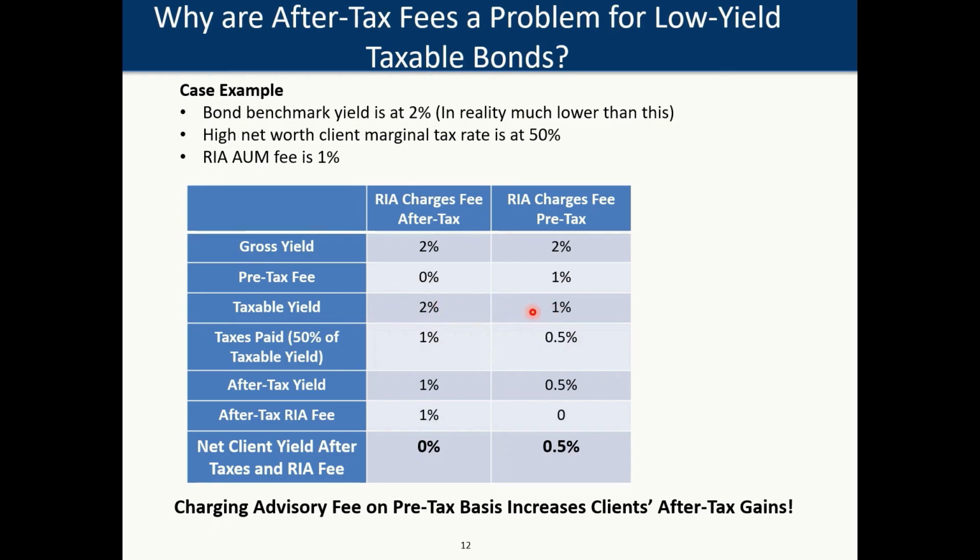And because the yield is lower, that means the taxes paid on the yield are lower. So the taxes here are 0.5% as opposed to the 1% when you charge your fee on an after-tax basis. So we've reduced the taxable yield, which means we've reduced the taxes. So the after-tax yield is 0.5%. And again, we've already paid the RIA fee, so there is no after-tax fee here. And so simply by moving tax inefficient assets to a retirement account where you can charge your fee pre-tax, you're improving clients' after-tax after-fee return by essentially 50% of whatever you're charging.